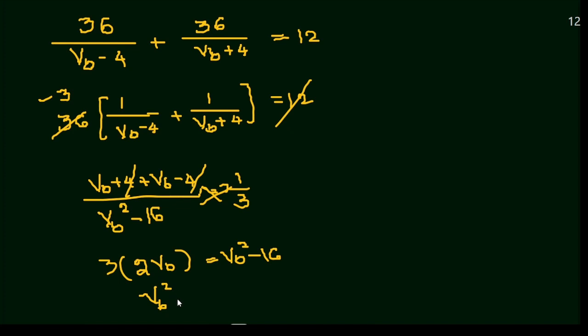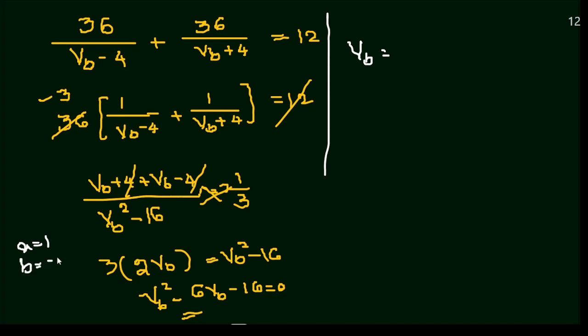So v_b squared minus 6 v_b minus 16 is equal to 0, right? Now it is in the form of a quadratic expression. We can use a formula, so we can find v_b. So v_b is equal to minus b... so here what is a? a is equal to 1, b is equal to minus 6, c is equal to minus 16.